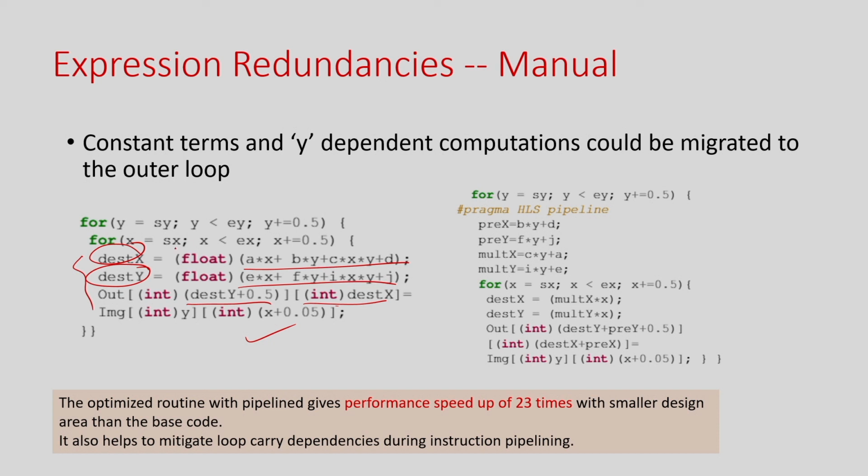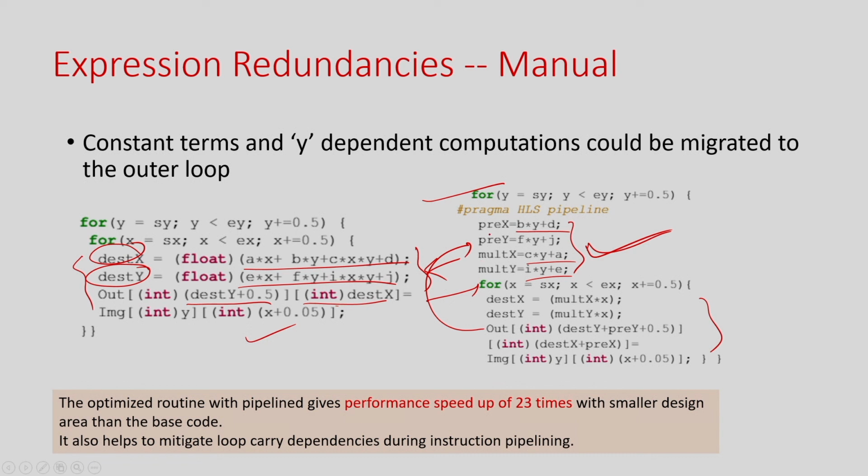But you can see here that x and y are independent. So, I can identify what is loop invariant, which is not changing with the value of x, and that part I can pre-compute. This is my outer loop and this is my inner loop, and this part of the code does not change inside the x loop. So, I break these expressions, find this sub-expression, and put it into the outer loop.